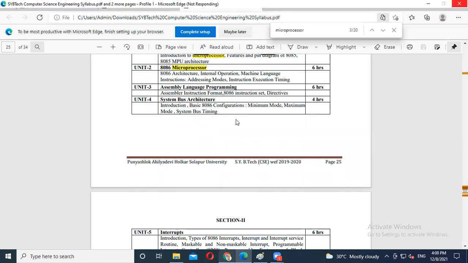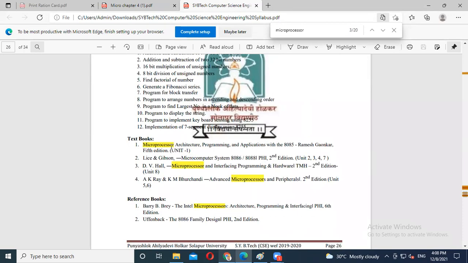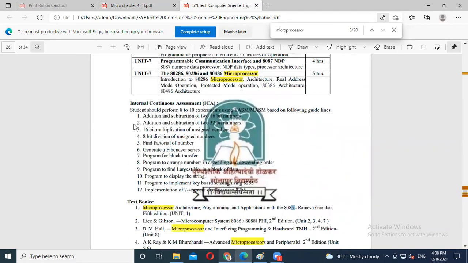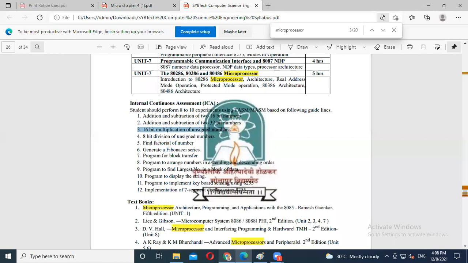Now we will move to the lab session. Up to now I covered the first lab, that is addition and subtraction of 16-bit numbers. I kept the second one pending, and in the third program I covered multiplication of two numbers, and 8-bit division of unsigned numbers we also have to cover. So programs first, third, and fourth we covered, keeping the second one pending. I have to give you a solution for that.